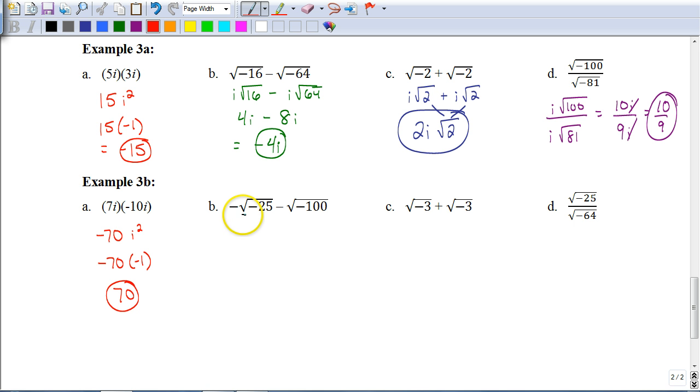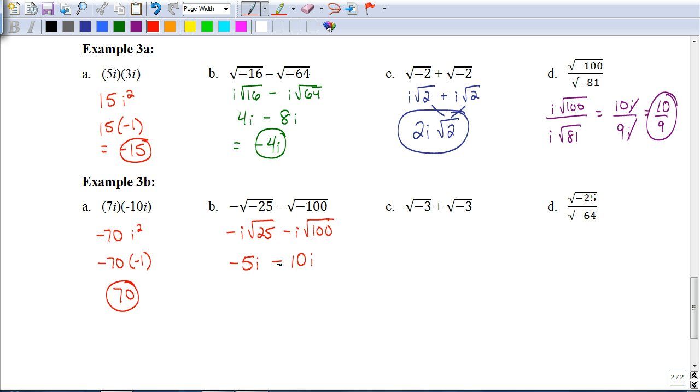Let's look at the next one. We take out an i, so it's going to be -i square root of 25 minus i square root of 100. By the way, this negative and the negative inside the radical, we don't multiply those together to make it a +25. The only way to make this a +25 is to take the i out. So it's okay to have a negative i out in front. Now the square root of 25 is 5, so I'm going to write this as -5i minus, and the square root of 100 is 10, so this will be -10i.